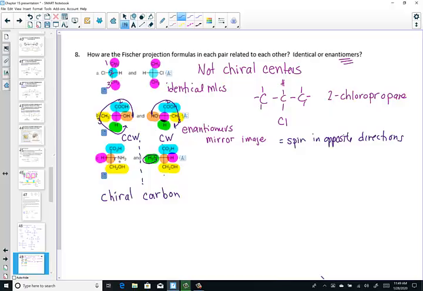Let's call nitrogen priority 1. I'll make the COOH priority 2. And down here, I'll call the CH2OH number 3. Spinning in this gives me a counterclockwise. Spinning here, the same.